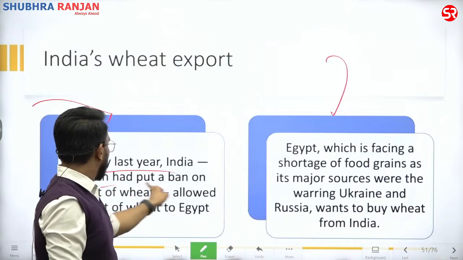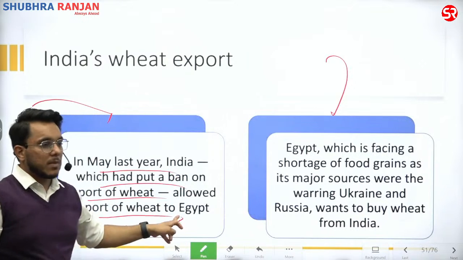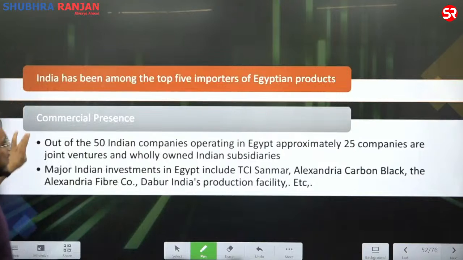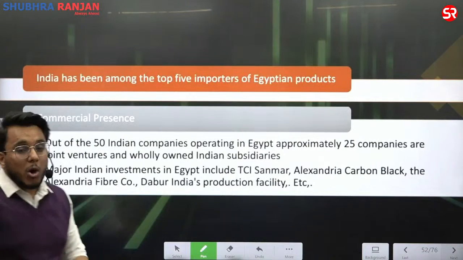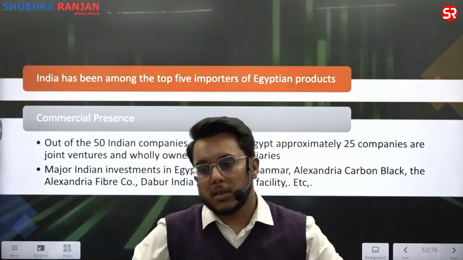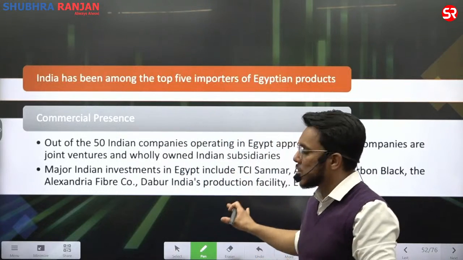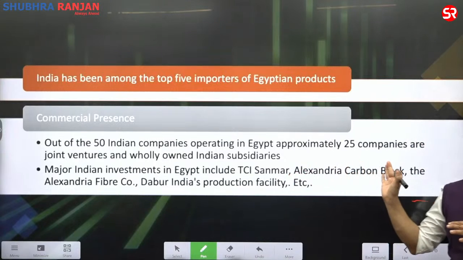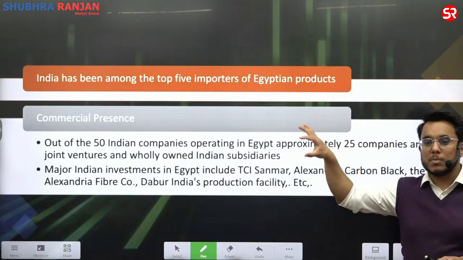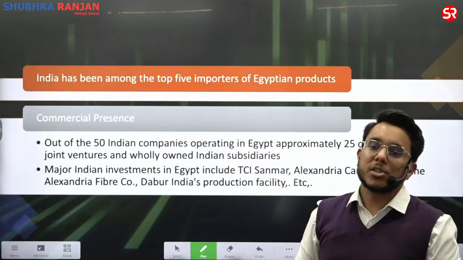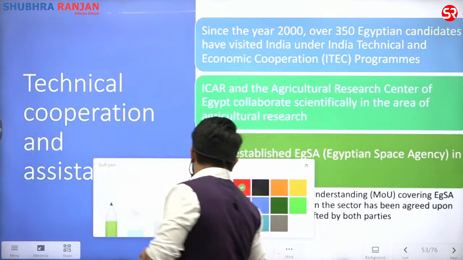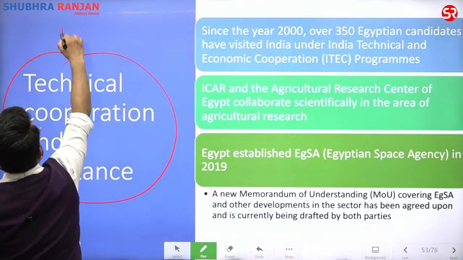Fine. In May last year, India, which had put a ban on export of wheat, allowed export of wheat to Egypt. So we have a special relation here with Egypt. Now, India also happens to be one of the top 5 importers of Egyptian goods. So this is an economic potential. Moreover, a lot of Indian companies have invested in Egypt, and many have partnered with Egyptian counterparts as well.